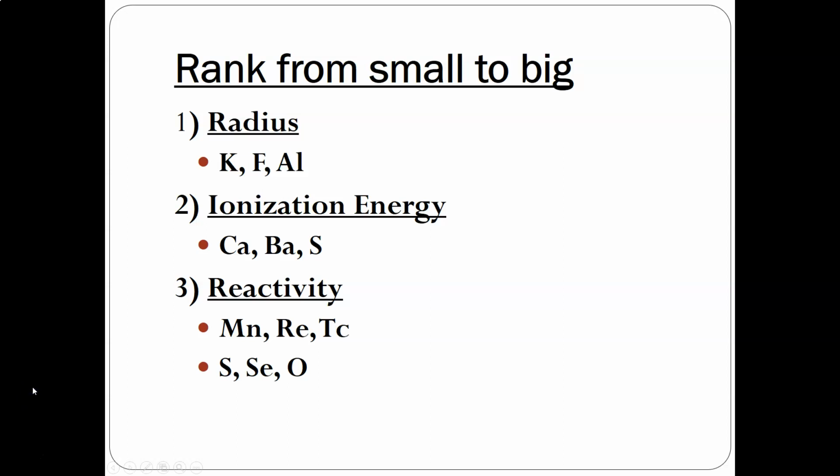All right, so if we look at the periodic table, fluorine is in the top right corner, so it's going to be the smallest. Then as I scan the periodic table and look for my other elements, I'm going to notice that aluminum comes next. It's a little bit to the left, and it's a little bit further down, so it's going to be a little bit bigger than fluorine. And then potassium is all the way to the left, so that will be the biggest out of that set.